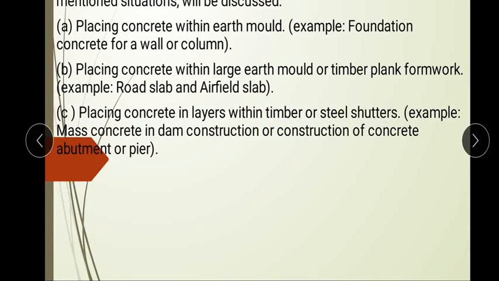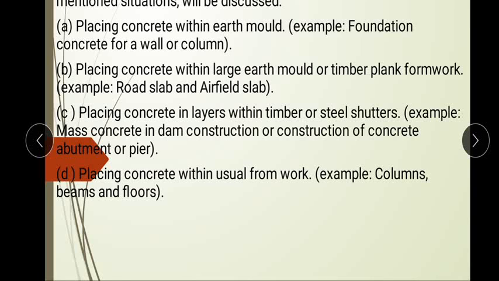Next one is placing concrete in layers within timber or steel shutters, and this we can generally observe in making columns or superstructure, which is columns, slabs, even the beams which are to be constructed over the surface. Otherwise, placing concrete within usual formwork like columns, beams and floors, and this also we can observe in a general way, as well as placing concrete underwater.